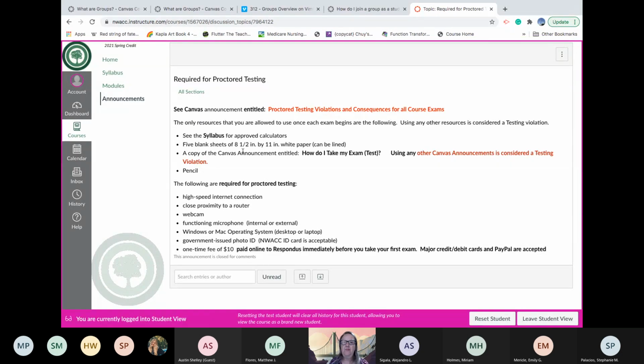You are allowed 5 blank sheets of 8.5 inch by 11 inch white paper, can be lined. I prefer it to be white because I want there to be contrast on it. If you're using blue paper and you're writing in blue pen, I really can't see the contrast. So, I really do want it to be white. It is okay to be lined. If you don't have lined paper lying around or white paper lying around, please pick something that you're writing on which has a lot of contrast.